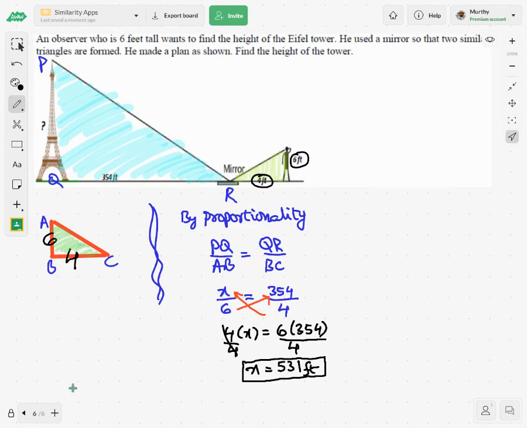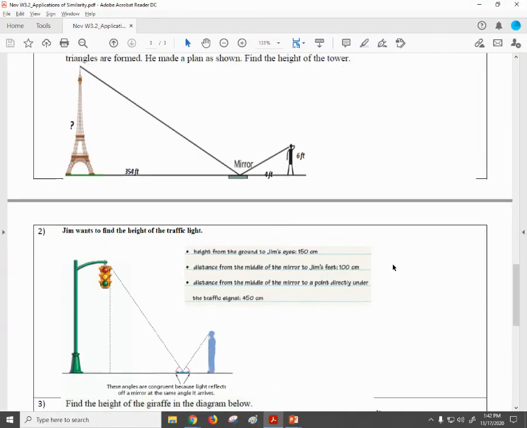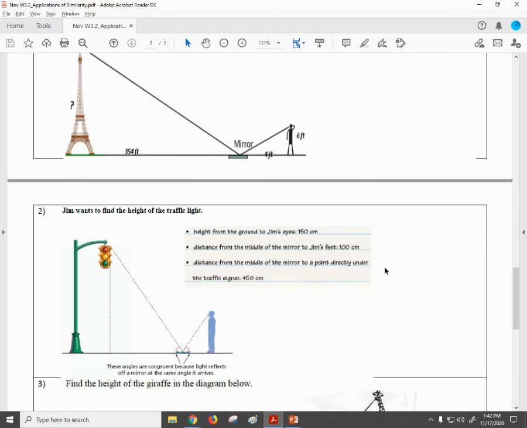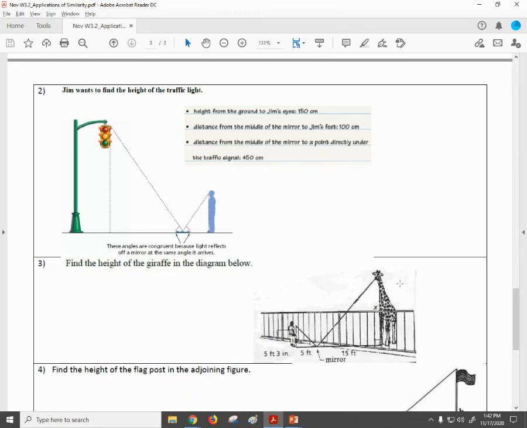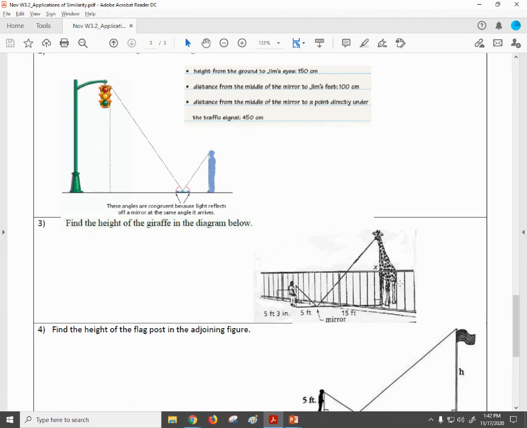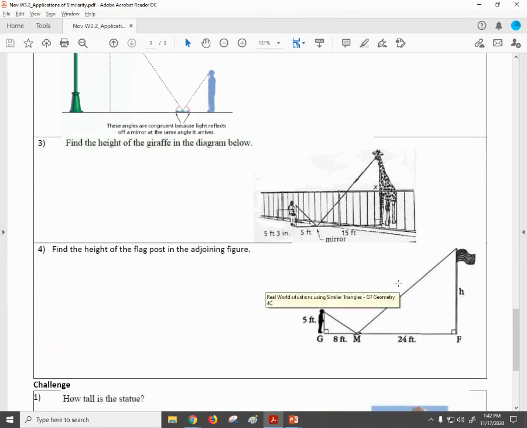Okay, so now let me go to this one. The next question is exactly the same as the question we just discussed. And the following question is, find the height of the giraffe in the diagram below. A person is using a mirror, the same. And the next one is the same.